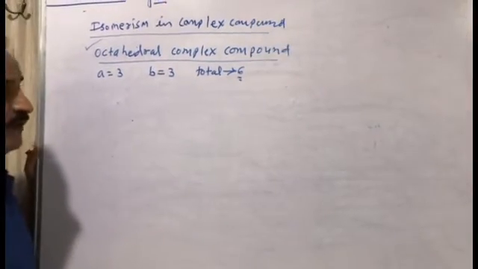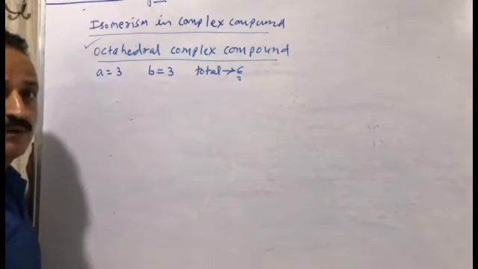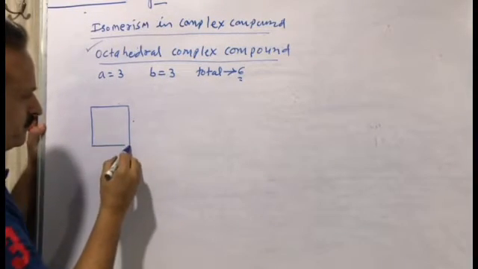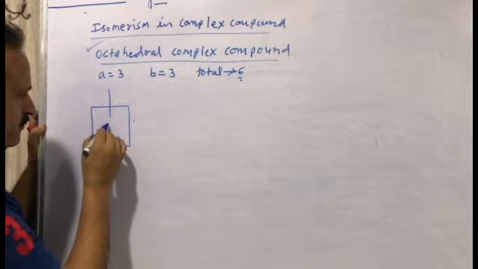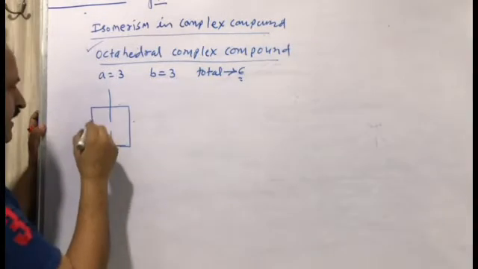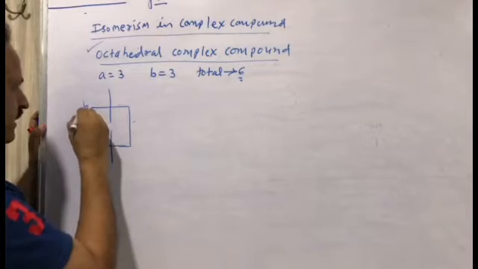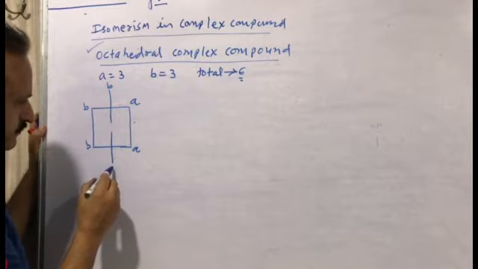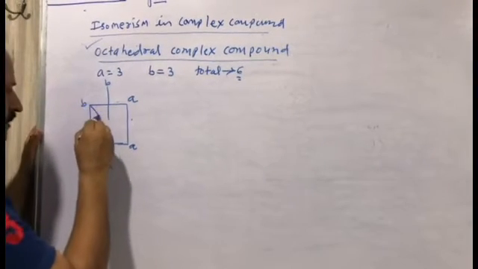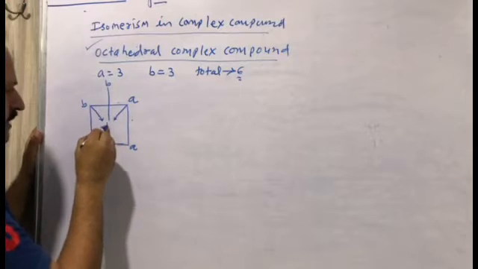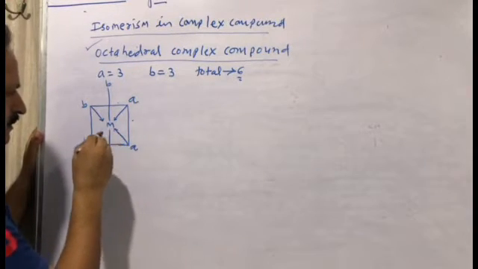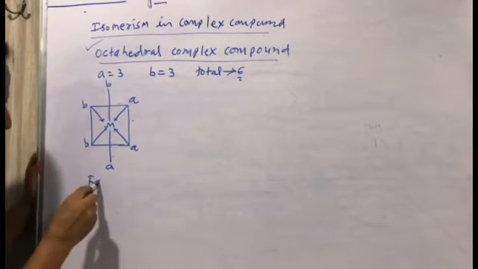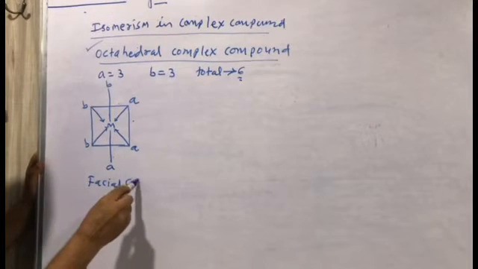So how it is meridional and how it is facial, let's see. B type ligand 3, A type ligand 3, here is the metal, this is facial, or it is to be said cis.